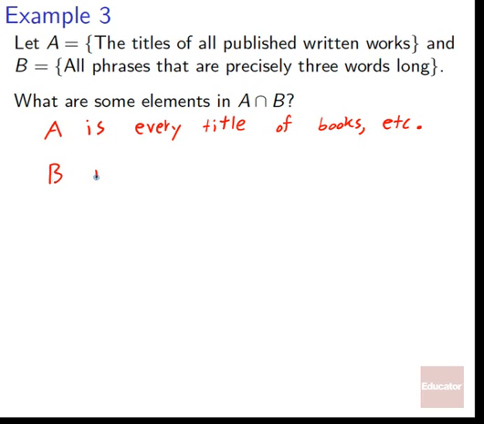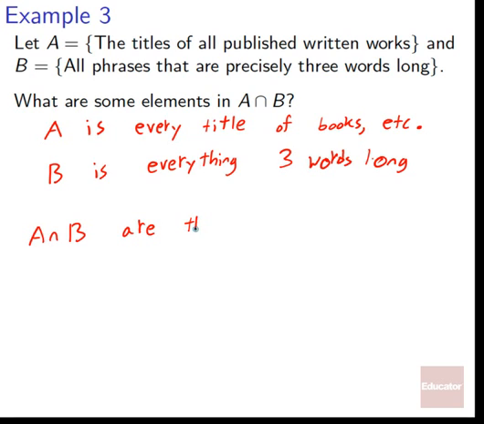Now B is everything, from the way we're writing this, that is 3 words long. So if we want to find the intersection of A and B, then A intersect B is going to be things that are in both. To be inside of A intersect B, that's the same thing as saying titles that are 3 words long. So A intersect B is just titles that are 3 words long.